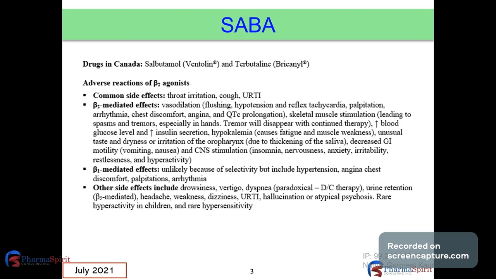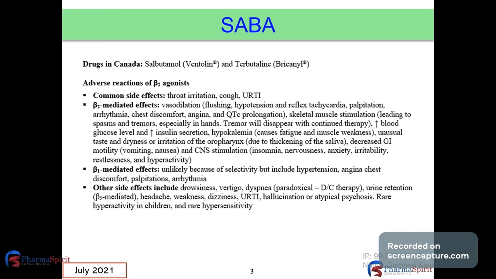The first class of medications we'll look at is the beta 2 agonist. And as you know, beta 2 agonists have two different classes: short acting beta 2 agonist, or the SABA, and the long acting beta 2 agonists, or the LABA. And here I try to always put the drugs that we have in Canada first. So for the short acting beta 2 agonist, we have salbutamol and terbutaline.